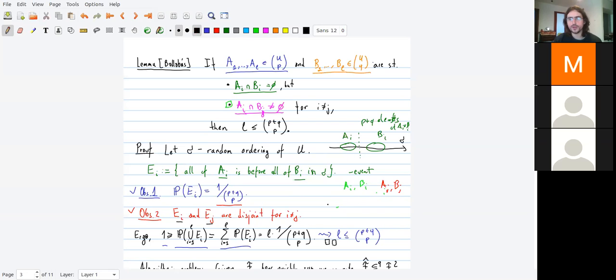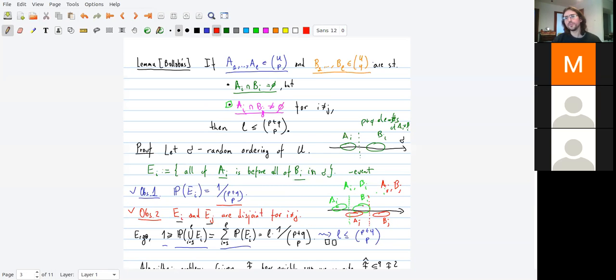So if I now imagine that both E_i and E_j happened, so A_i is entirely to the left of B_i, and A_j somewhere is entirely to the left of B_j. So this means that I can put a line here, a green line, such that A_i is entirely to the left of this line, and B_i is entirely to the right of this line. And similarly, I can put a line between A_j and B_j.